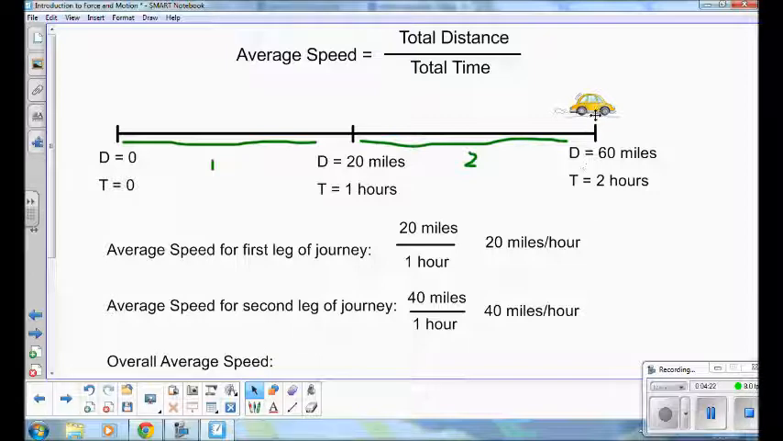Now the last thing that I'd like to do is calculate the overall average speed. So here we are, this is when we started at time point 0 and we drove along and we drove the whole 60 miles and it took us 2 hours to get there. So average speed being total distance divided by total time, we have 60 miles divided by 2 hours, and that gives us an average speed of 30 miles per hour. So understanding how average speed is calculated can help us when we're doing parts of a trip or the entire trip all put together.